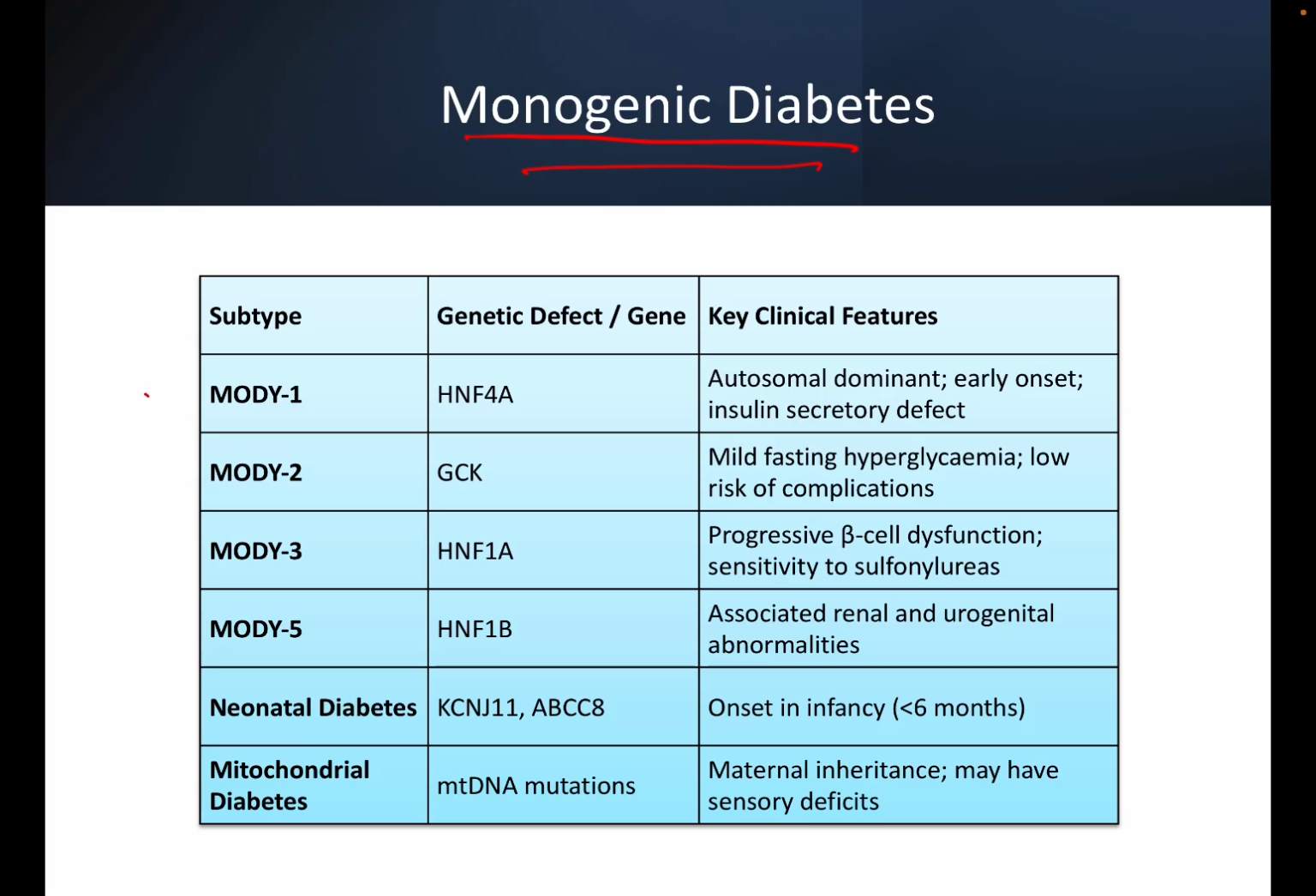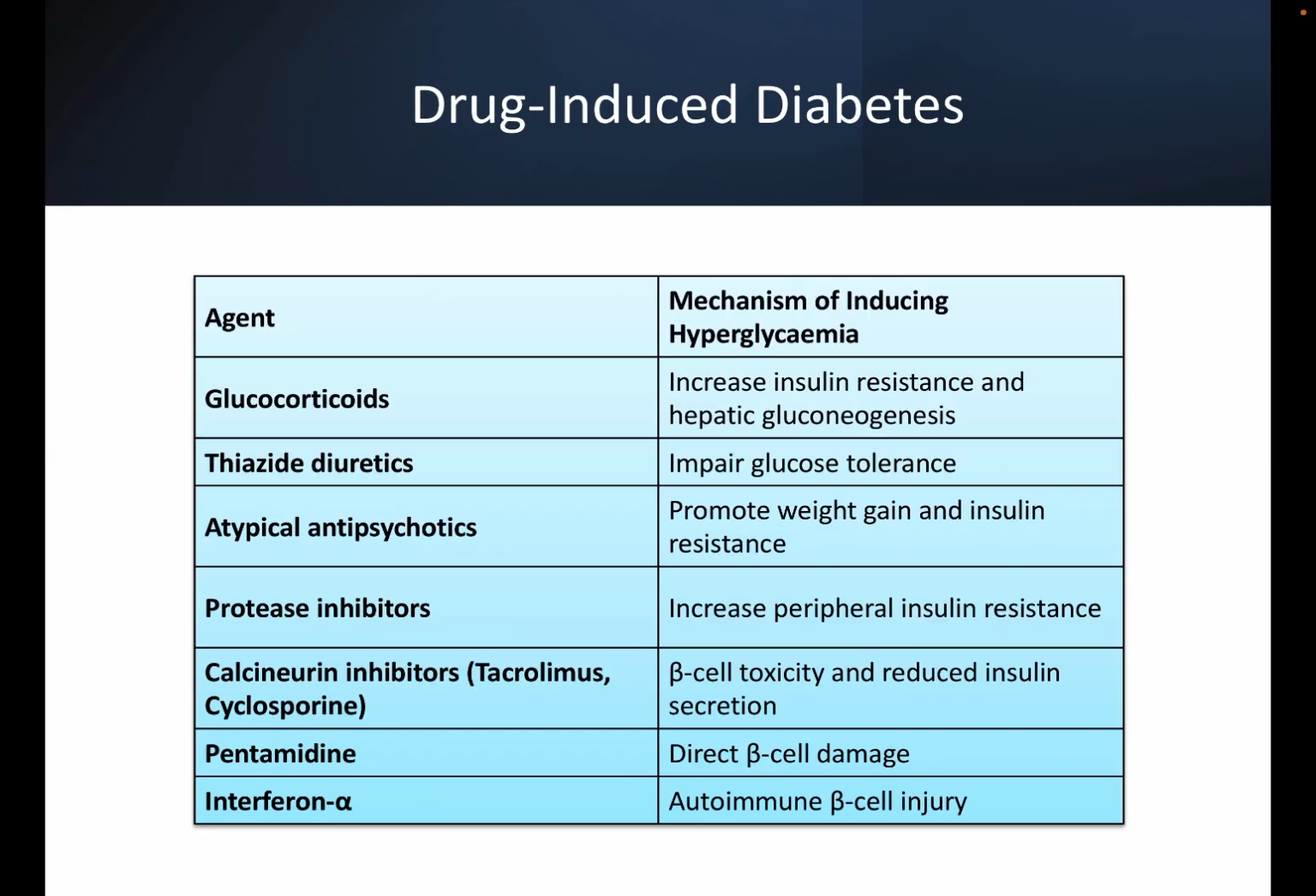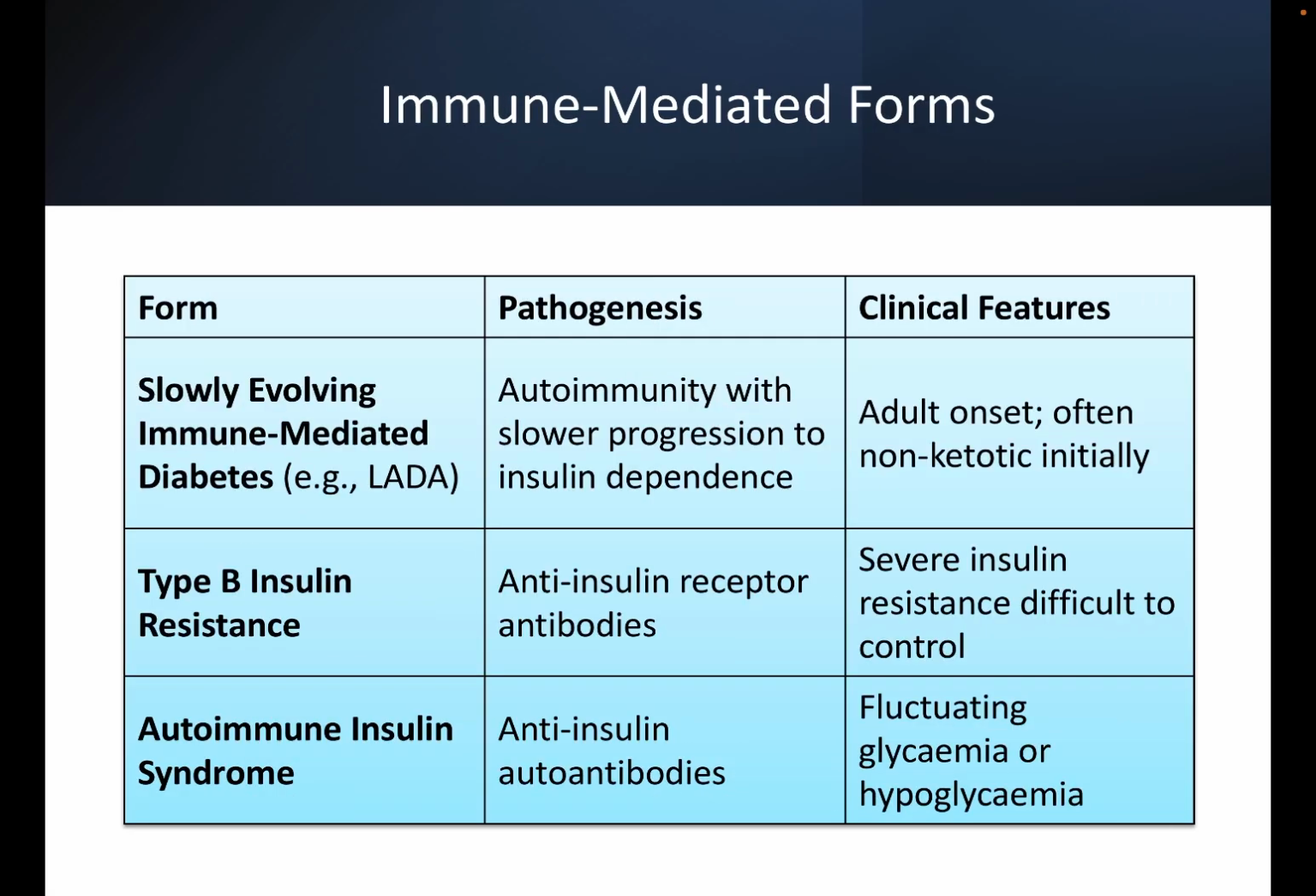Monogenic diabetes mellitus. MODY type 1, the genetic defect is in HNF4A, and then MODY 2, GCK, MODY 3, MODY 5, neonatal diabetes mellitus, and mitochondrial diabetes mellitus. Then drug-induced diabetes mellitus. The common agents include glucocorticoids, thiazide diuretics, atypical antipsychotics, protease inhibitors, calcineurin inhibitors, pentamidine, then interferon alpha. Coming to the immune-mediated form, slowly evolving immune-mediated diabetes mellitus.